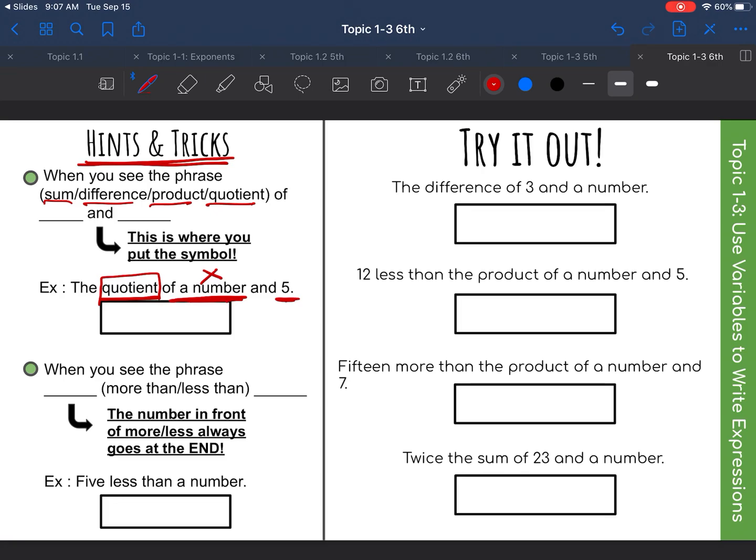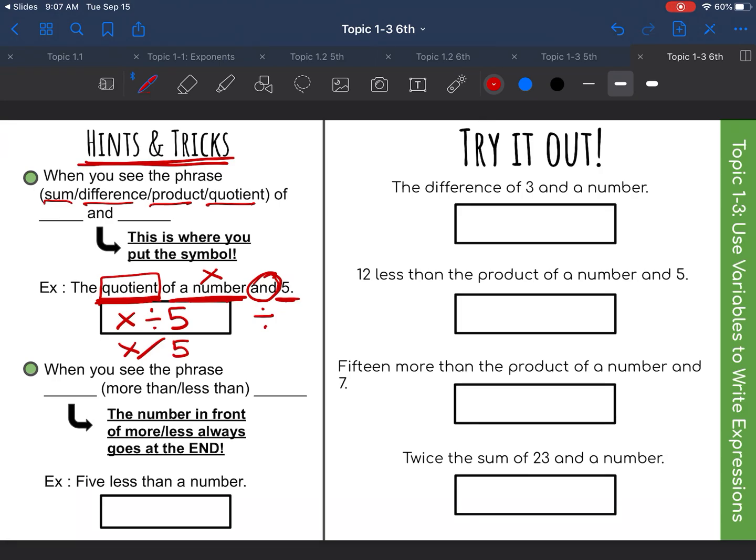So the quotient of a number and 5, if we're dealing with something and something, and we have the quotient of them, this "and" is where we could put that division sign. So all it is, the quotient of a number and 5 is X divided by 5. Now, when you're typing this into your notes, you can just do X/5, and that stands for division.